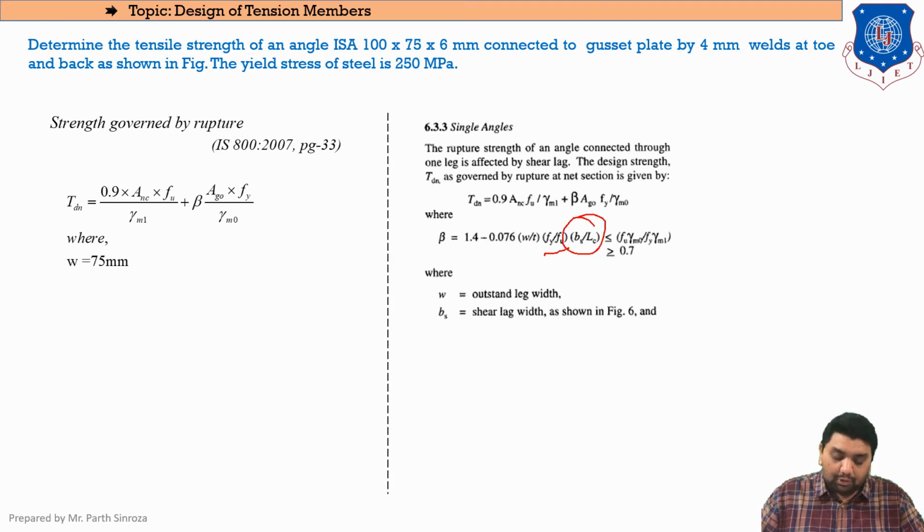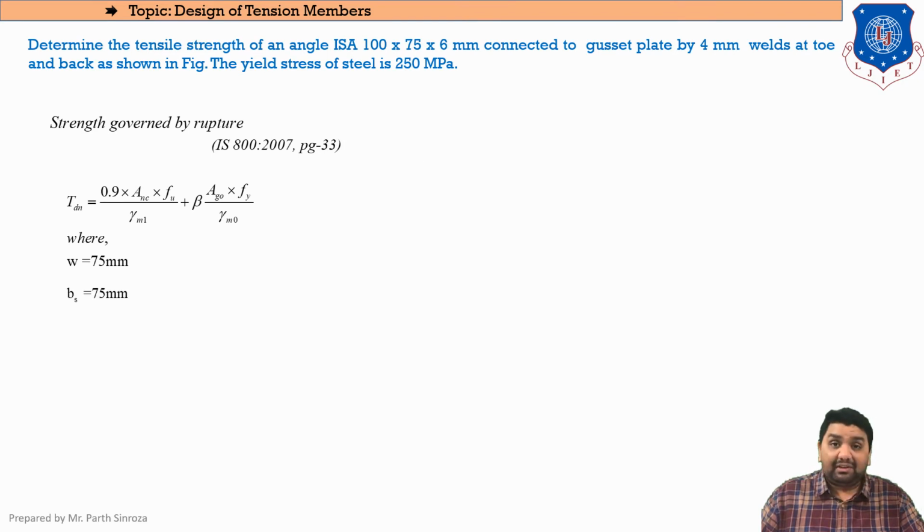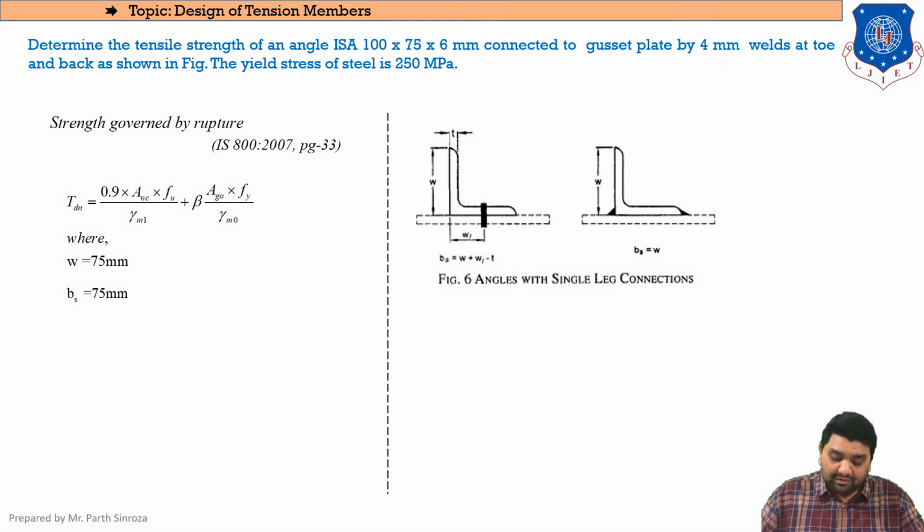So now we will be moving on to the third part, that is the calculation of BS and LC. BS will be our shear leg, and the shear leg in this case comes out to be 75 mm. Now how did this value come? For that we will be moving to page number 33. There we will be seeing figure number 6.